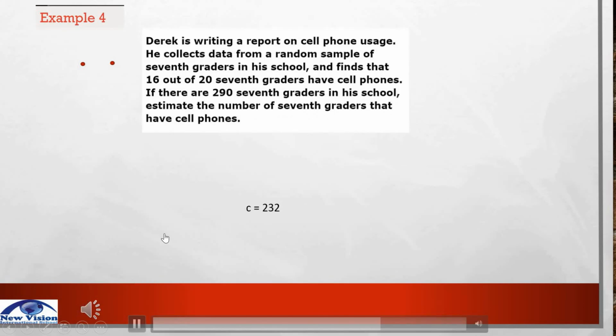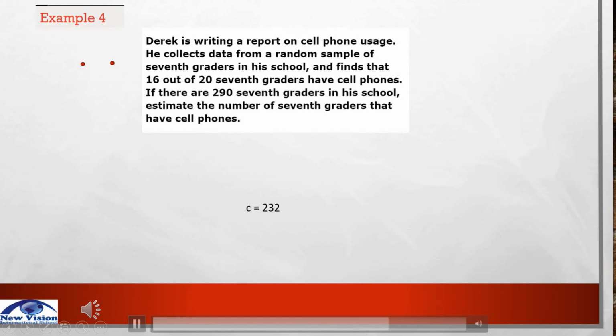Derek is writing a report on cell phone usage. He collects data from a random sample of 7th graders in his school and finds that 16 out of 20 7th graders have cell phones. If there are 290 7th graders in his school, estimate the number of 7th graders that have cell phones.